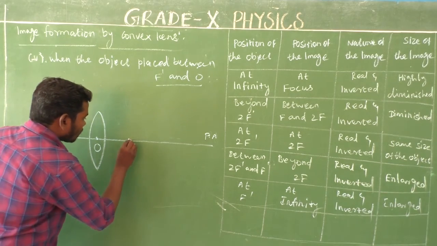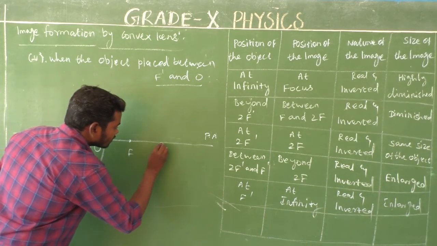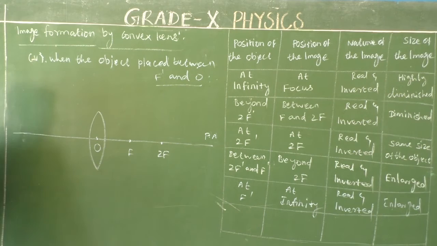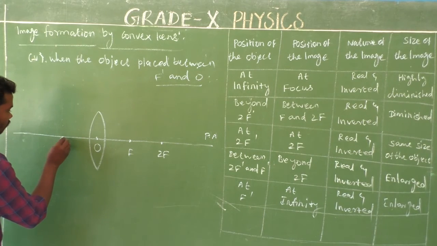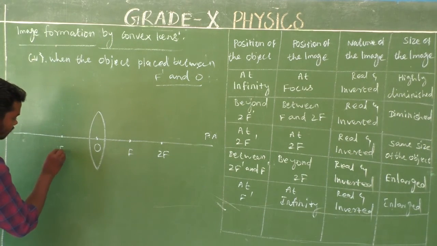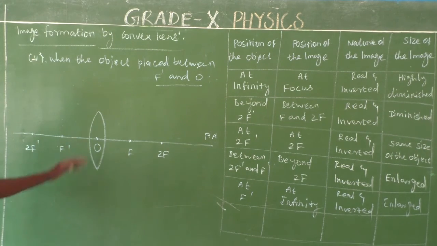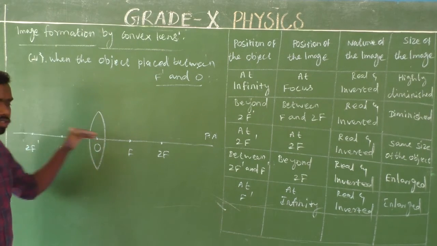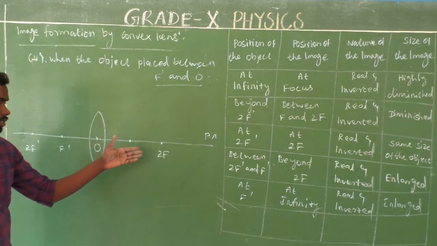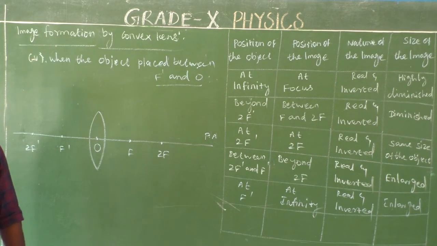Am I right? Yes. So this point is the focus, and this is twice the focus, of the convex lens. Next one, this is F dash, and this is 2F dash. Is it clear? So consider a convex lens, the center point, the optical center O. Next, an imaginary line passes through the optical center, the focus and twice the focal length, that is the principal axis. Is it clear? Yes.